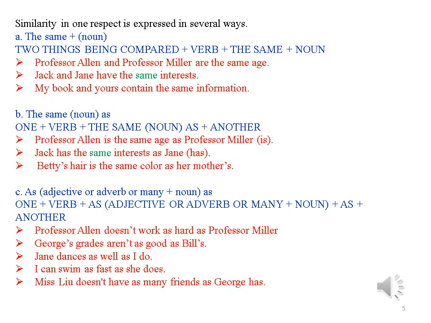C, as adjective or adverb or many noun as. One plus verb plus as adjective or adverb or many plus noun plus as plus another. Example, Professor Allen doesn't work as hard as Professor Miller. Example, George's grades aren't as good as Bill's. Example, Jane dances as well as I do. Example, I can swim as fast as she does. Miss Lou doesn't have as many friends as George has.